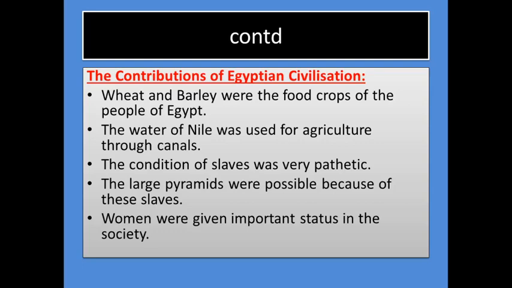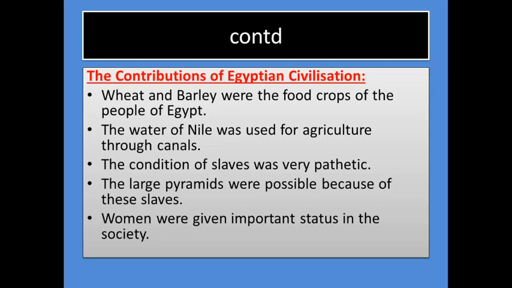The Egyptians were very popular in growing wheat and barley, that is the food crops of the people of Egypt. The water of the Nile was used for agriculture through canals. So they built many canals, and the water of this Nile river was used for agriculture.